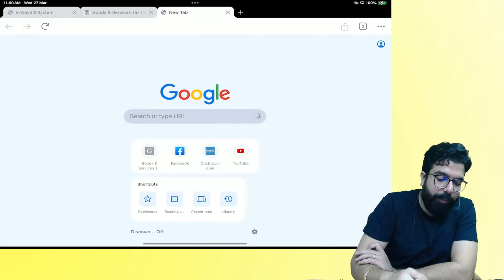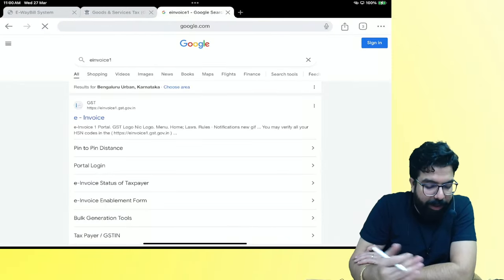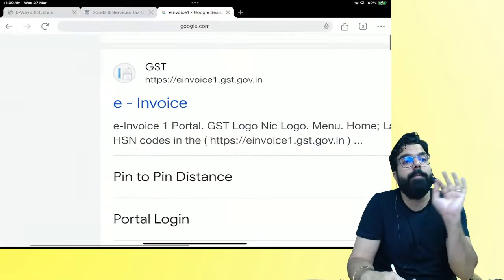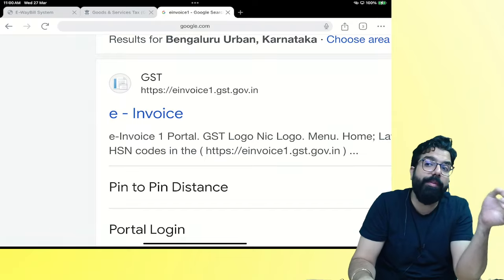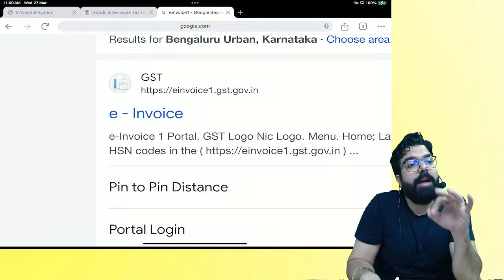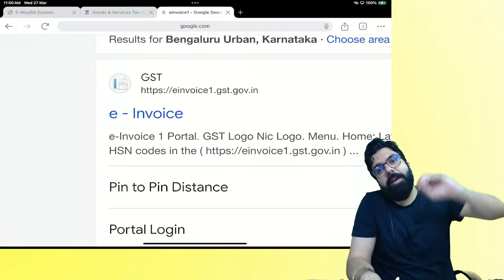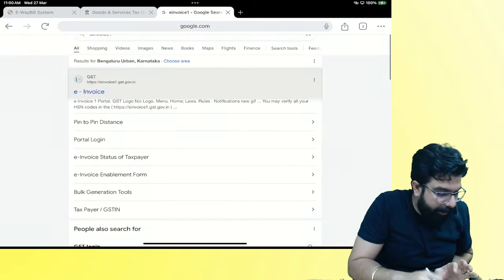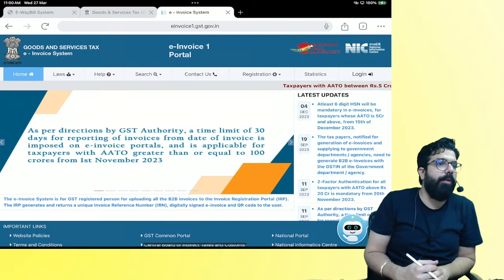We have one more portal, which is known as a common portal: the e-invoice portal. Invoice 1, invoice 2, invoice 3, invoice 4, like this we have 10 portals. How many portals are there? These portals are also known as common portals. What do you do in the invoice portal? We will learn later, but as of now you have to learn that this is also known as the common portal. See over here, this is the e-invoice portal. Can I go ahead, everyone?